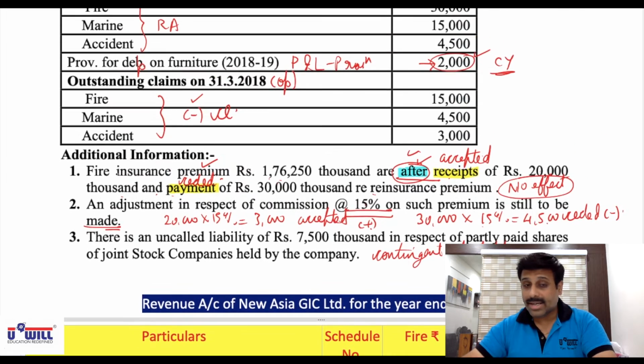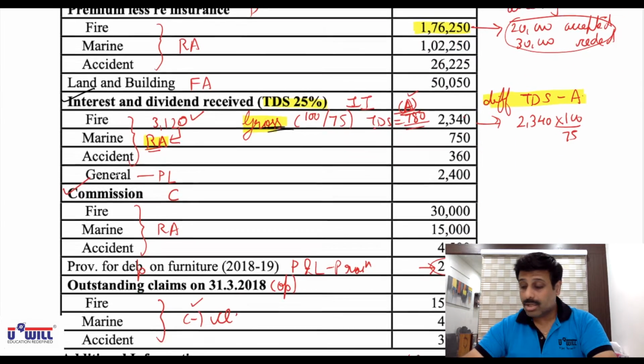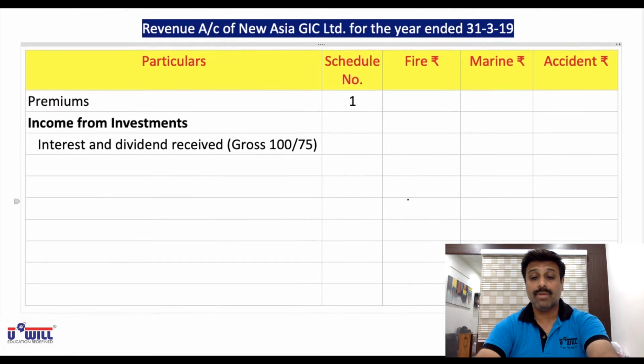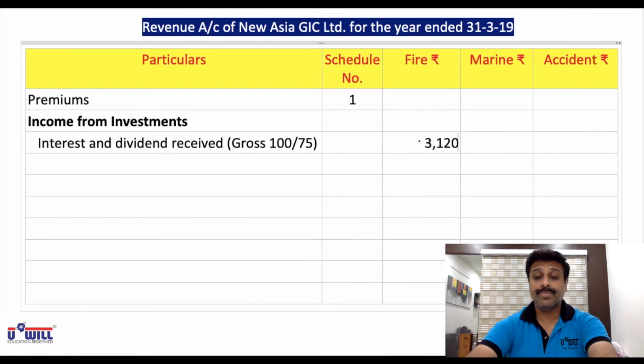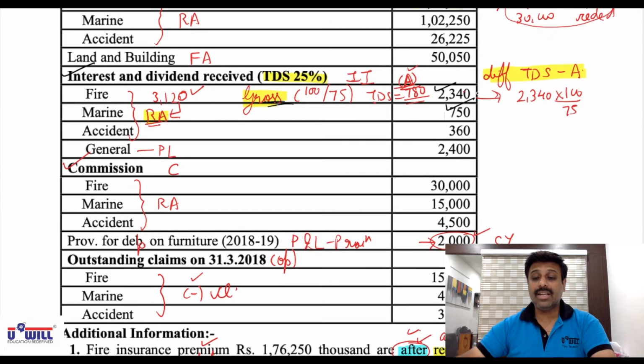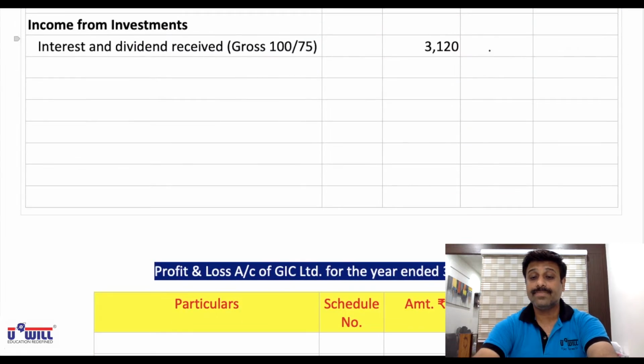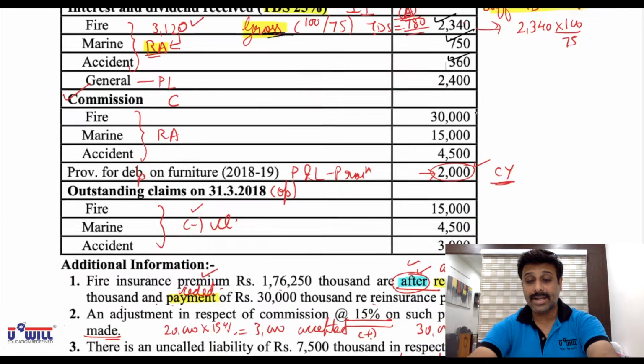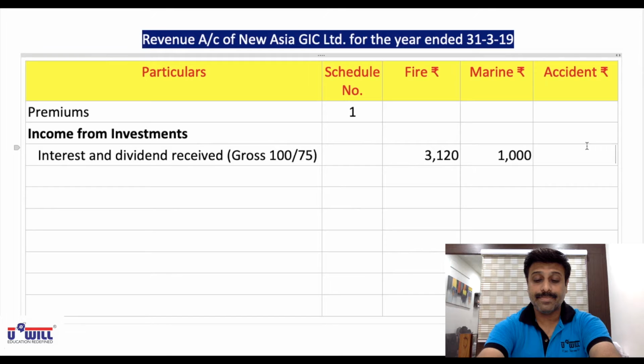Now calculate, everyone. For fire, as we discussed, it will be 2340 into 100 divided by 75. That comes to 3120. So in fire column, all of you write down 3120. Then same way, 750 into 100 by 75, that is 1000. And same way, 360 into 100 divided by 75, that is 480. So 480 will come in accident column.